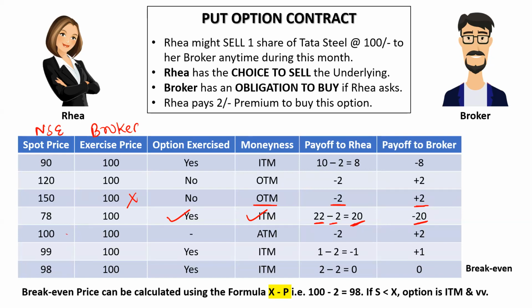If the price remains at 100, then she is indifferent between exercising the contract or not. This is an ATM option. In an ATM option, she is going to lose the premium that she has paid. The broker will gain the premium.